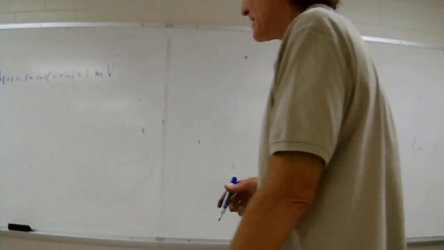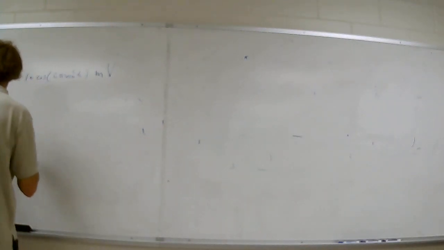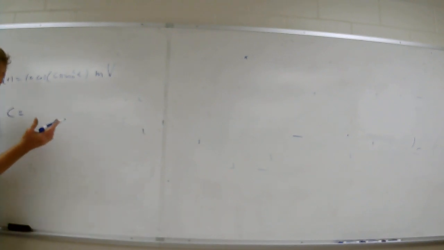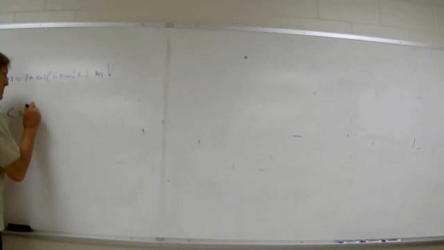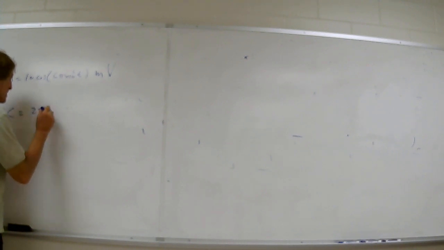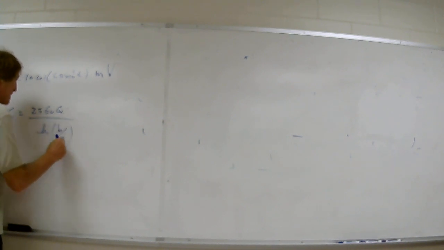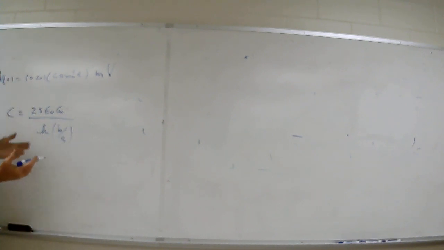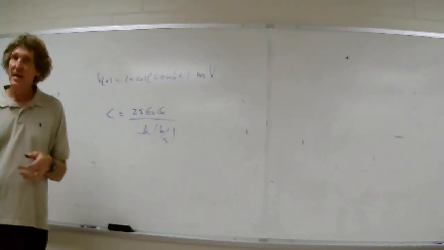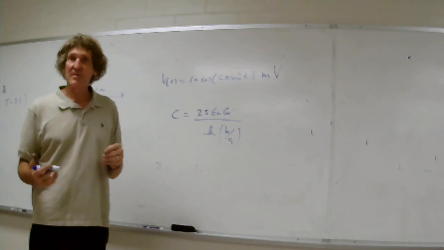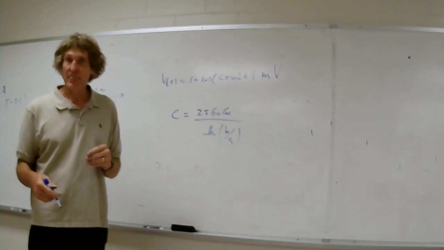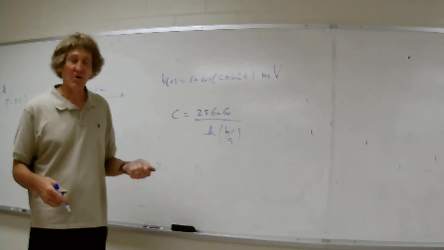At the end of the day, after everything is said and done, for a length of 1 meter, you get a capacitance equal to 2 pi epsilon naught epsilon relative over the natural log of b over a. This would be per meter, but since it's only 1 meter long, that would be the capacitance. That's just the final result.